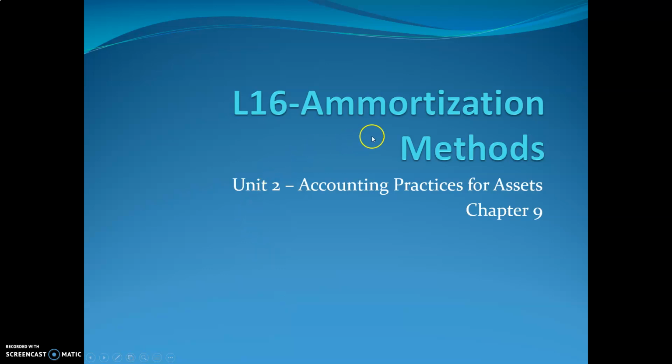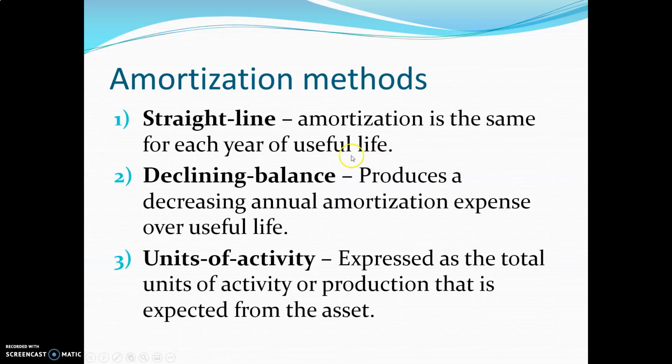We're looking at lesson 16 today, amortization methods. There's three that we're going to look at particularly. Straight line is an amortization that uses the same amount per year. Declining balance, which produces a decreasing annual amortization expense over the useful life and is calculated as a percentage of the net book value. And finally, units of activity, which is expressed as the total units of activity of production that is expected from an asset.